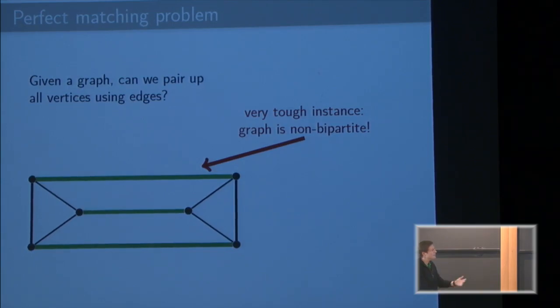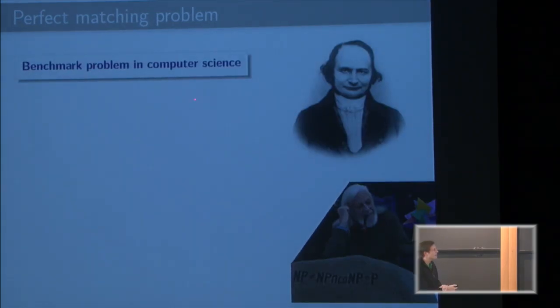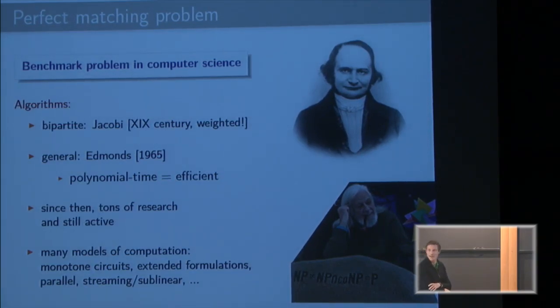Of course this has a long history, with Jacobi and Edmonds. Jacobi is credited with giving an efficient algorithm for the bipartite case, in 1890. Impressive person, of course. For general graphs it took 75 years to get down to polynomial time. That was Jack Edmonds. And it's a benchmark problem in many models of computation.